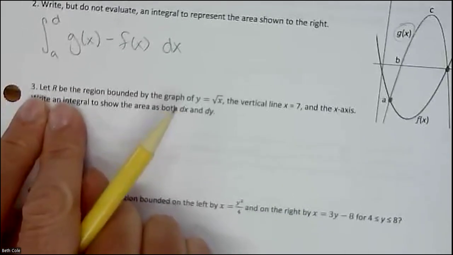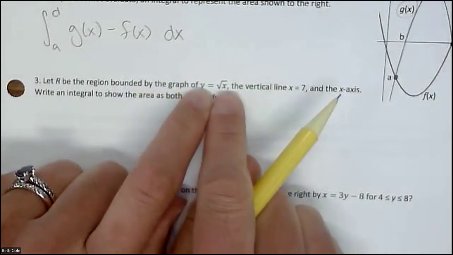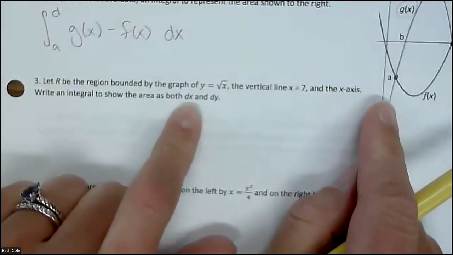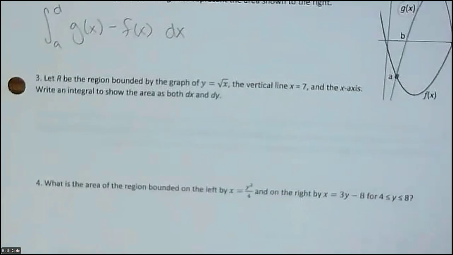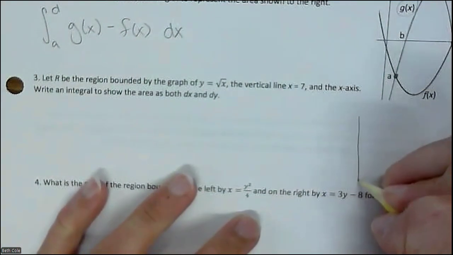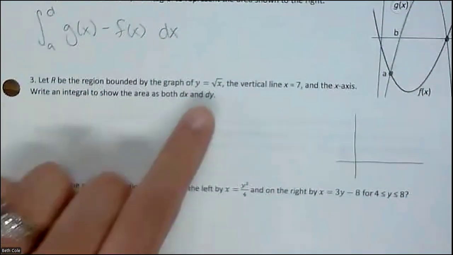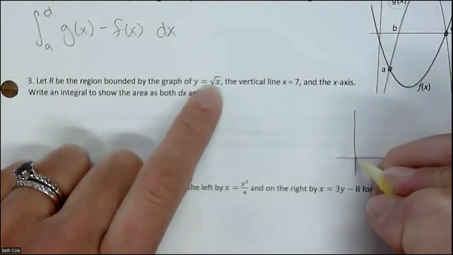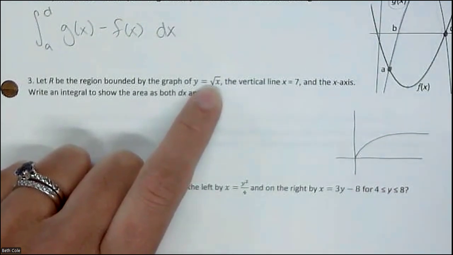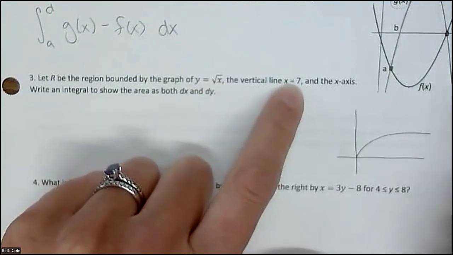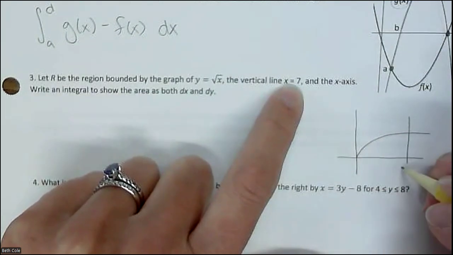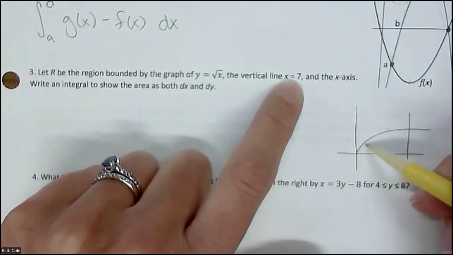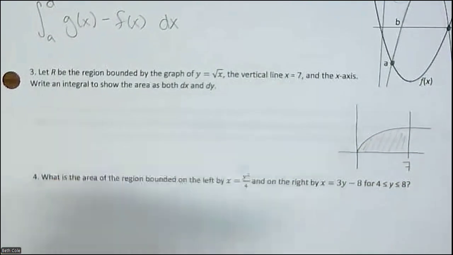Okay? Let R be the region bounded by this graph, vertical line x equals 7 and the x-axis. We want an integral both ways. So one that would be a dx and one that would be a dy. Let's go ahead and take a look at this because it's not going to take that long to graph. Your square root of x is going to look like this. And then your vertical line x equals 7 is going to look like this. And I'm just going to put a 7 there to show that that's 7. I don't feel like drawing all the little tick marks in there.